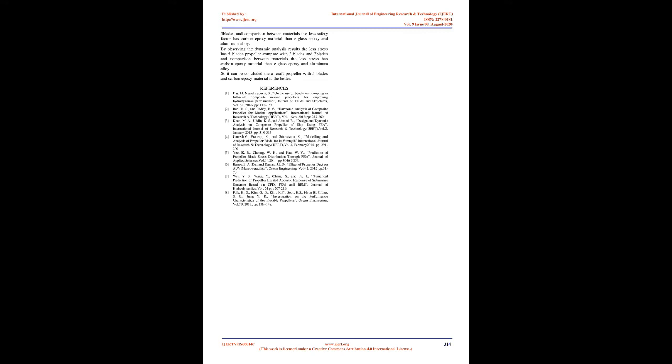By observing the static analysis results, the 5 blades propeller has less stress compared with 2 blades and 3 blades, and comparing materials, carbon epoxy has less stress than E-glass epoxy and aluminum alloy. By observing the fatigue analysis results, the 5 blades propeller has more safety factor compared with 2 blades and 3 blades, and comparing materials, carbon epoxy has less safety factor than E-glass epoxy and aluminum alloy. By observing the dynamic analysis results, the 5 blades propeller has less stress compared with 2 blades and 3 blades, and comparing materials, carbon epoxy has less stress than E-glass epoxy and aluminum alloy. So it can be concluded the aircraft propeller with 5 blades and carbon epoxy material is the better.